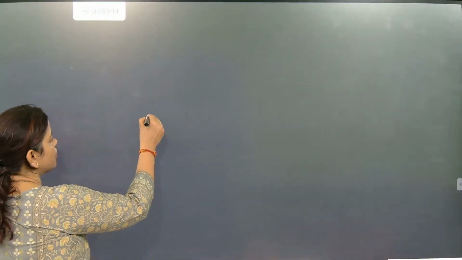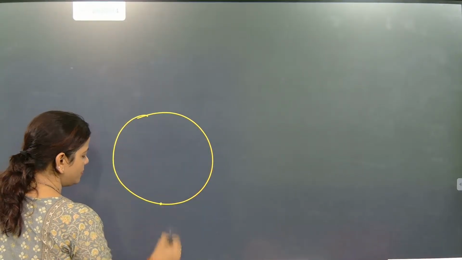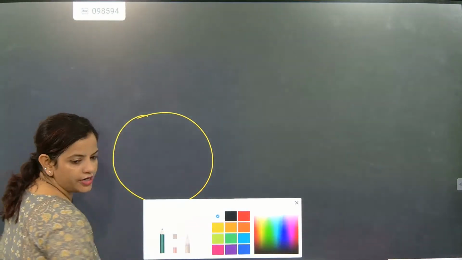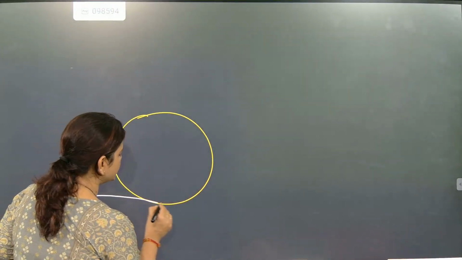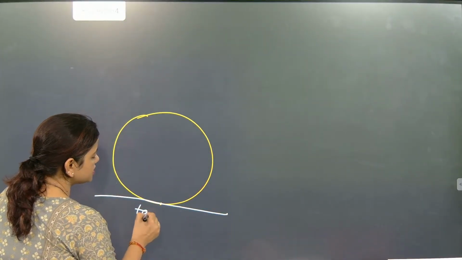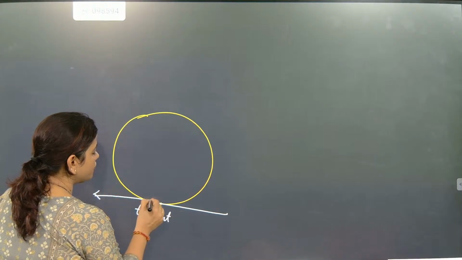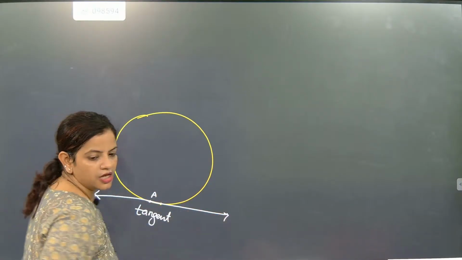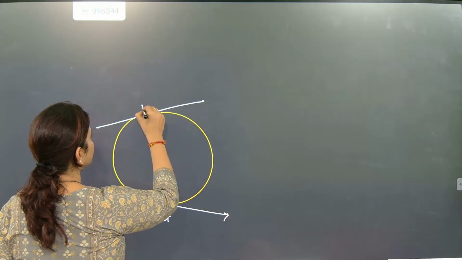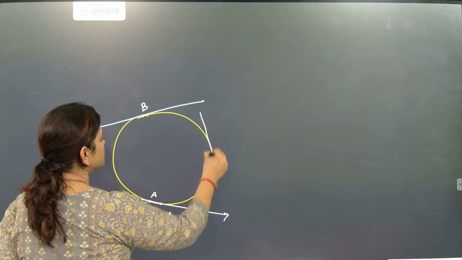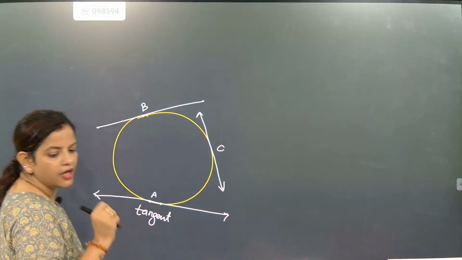When you are drawing a circle, after drawing the circle, you take one point, and from that point, whenever you draw this line, this will become the tangent. This is considered as what? Tangent. So a tangent is a line that exactly touches the circle at one point. This is again called a tangent. This is called a tangent.